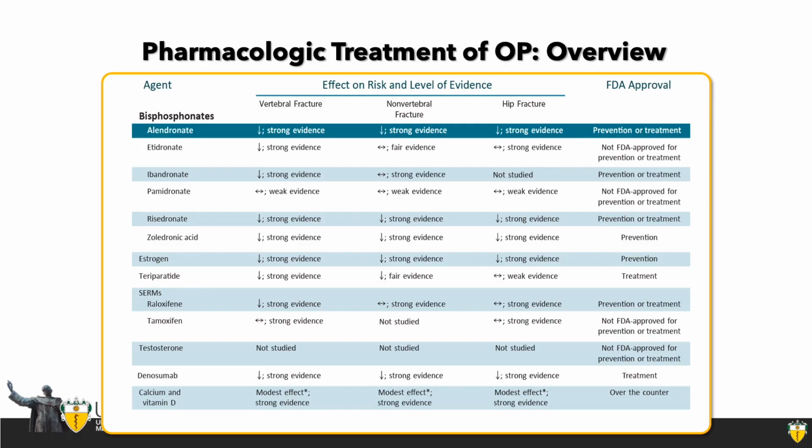The only anabolic agent is teriparatide. Teriparatide is a PTH injection that we do every day, okay, and it will help build bones if you give it intermittently.